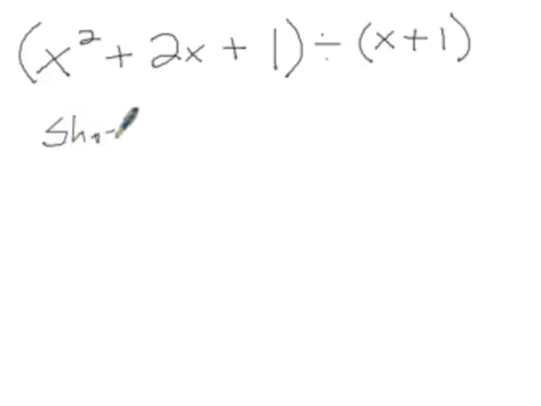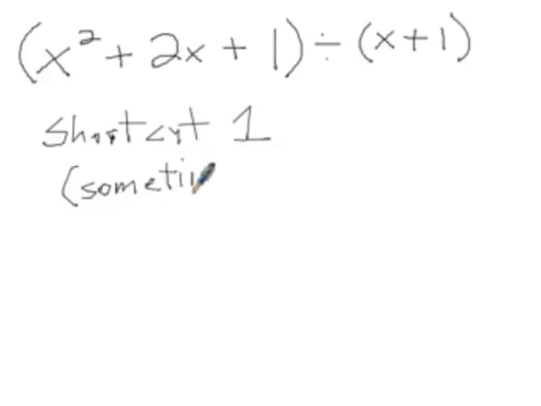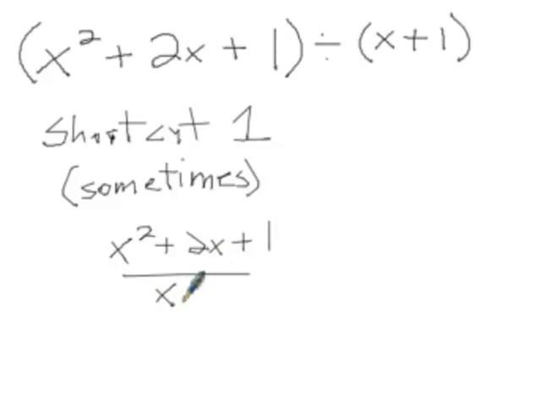So shortcut 1. Now, it only works sometimes. It doesn't always work. Otherwise, this would be the best way to do it. What you can do is rewrite this as a rational expression. So you can put x squared plus 2x plus 1 on the top, and x plus 1 on the bottom. Now, if this is going to work for you, two things have to be true.